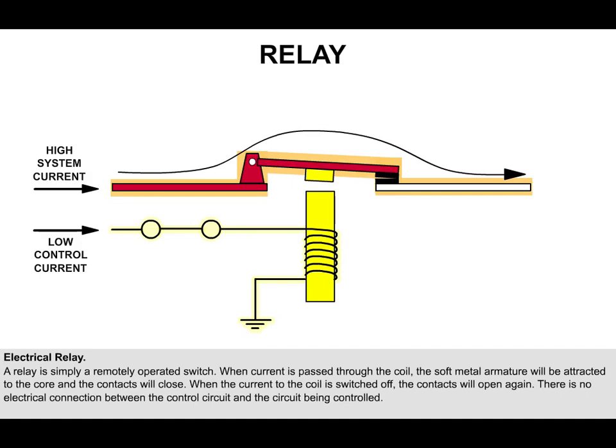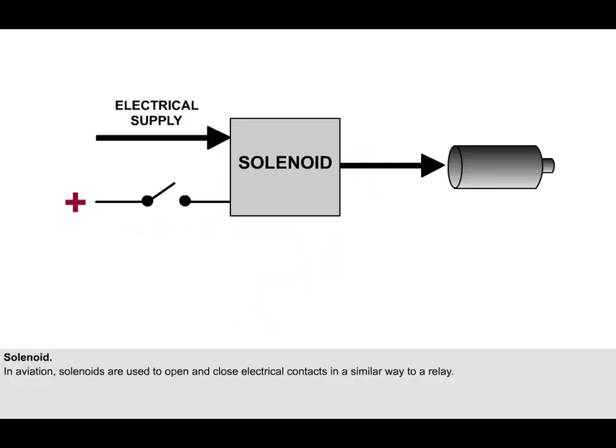The contacts of the relay can be used to control high current devices, allowing these devices to be controlled from a small remote switch, thereby reducing the amount of heavy expensive wiring required. Although any electromagnet can be referred to as a solenoid, the term solenoid has a particular meaning in aviation. In aviation, solenoids are used to open and close electrical contacts in a similar way to a relay, or they may be used to open and close valves in the aircraft hydraulic or fuel systems.